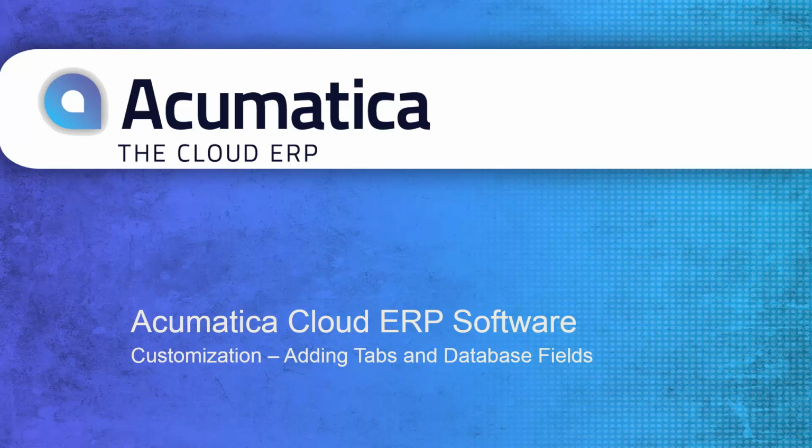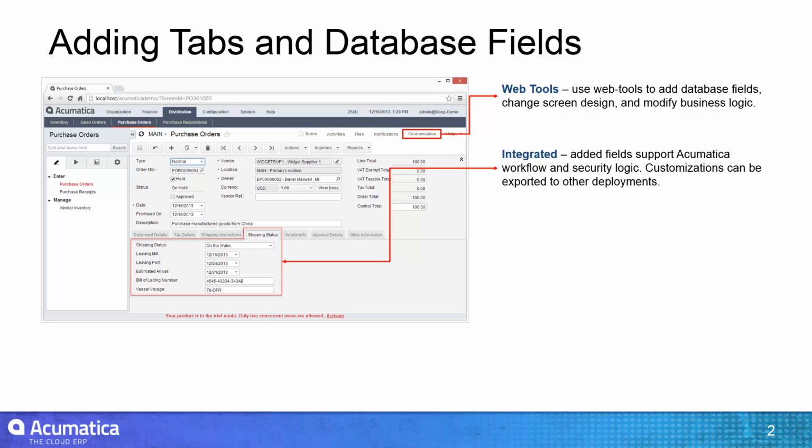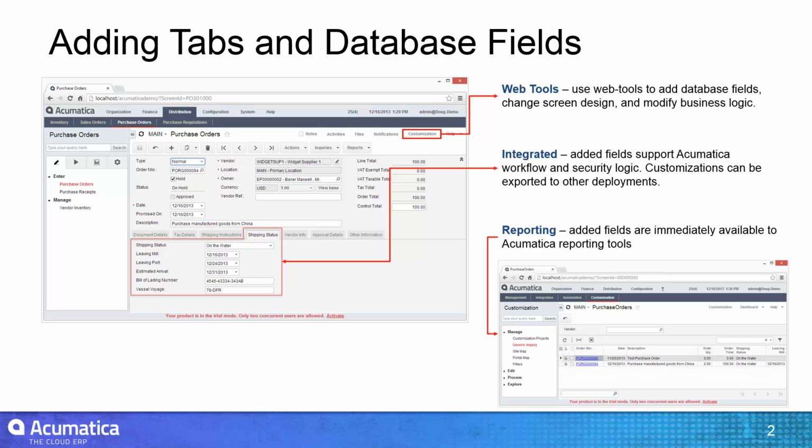Customizing Acumatica by adding tabs and database fields. In this video, I will demonstrate how to customize a screen by adding a new tab and several data elements to the purchase order screen. All information added to the screen becomes immediately available to Acumatica workflow, security, and reporting tools.